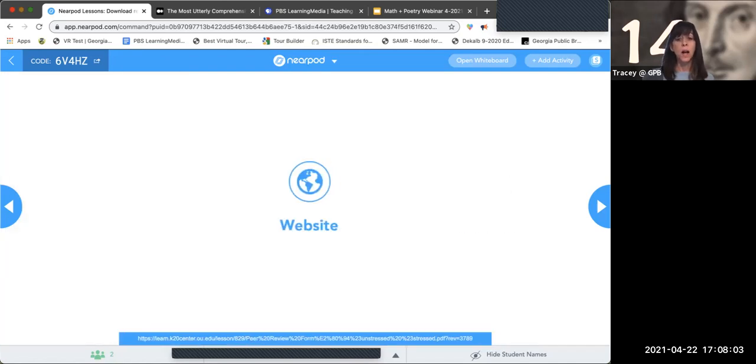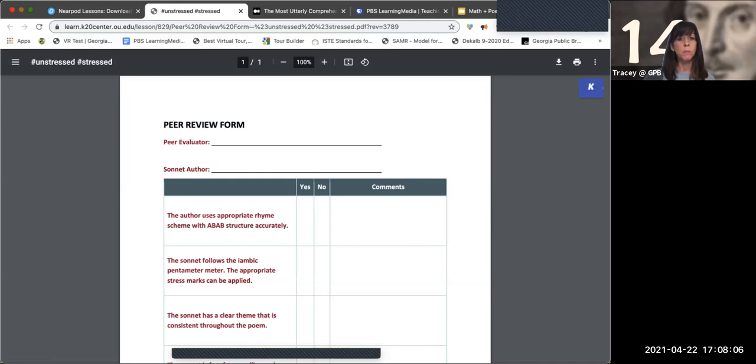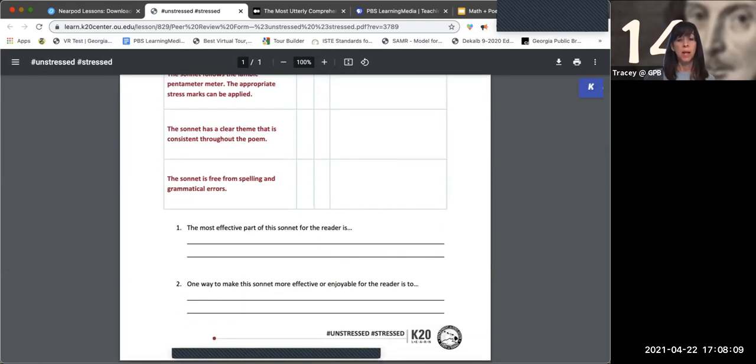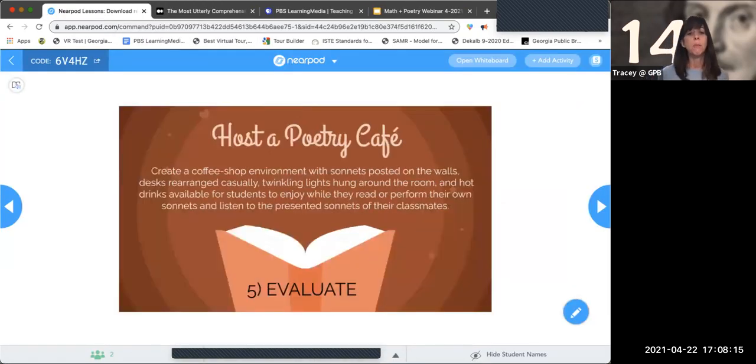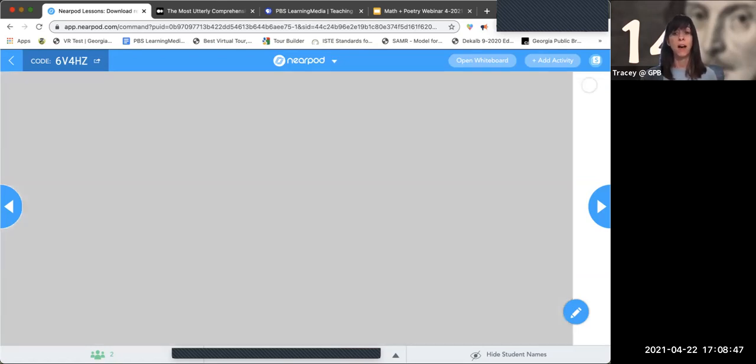There's a wonderful peer review form that comes with this lesson plan from K20, embedded into the lesson plan, that your kids can use to peer review each other's sonnets. And then at the end, make it fun by hosting a poetry cafe. Move your desks around so they're rearranged casually, or if you do it virtually, invite your kids to bring their hot cocoa or tea, have some twinkling lights in the room. The students can either read their sonnets or perform them, maybe as a musical or rhythmic performance, and have this final assessment be part of an engaging experience together to wrap everything up in this final step, the evaluation of the 5 E's.